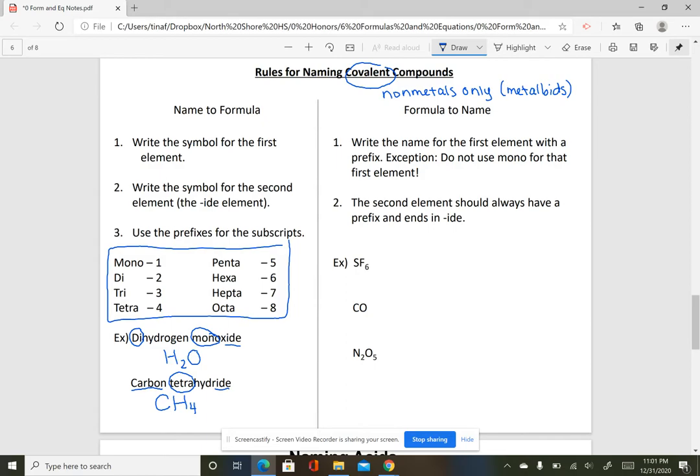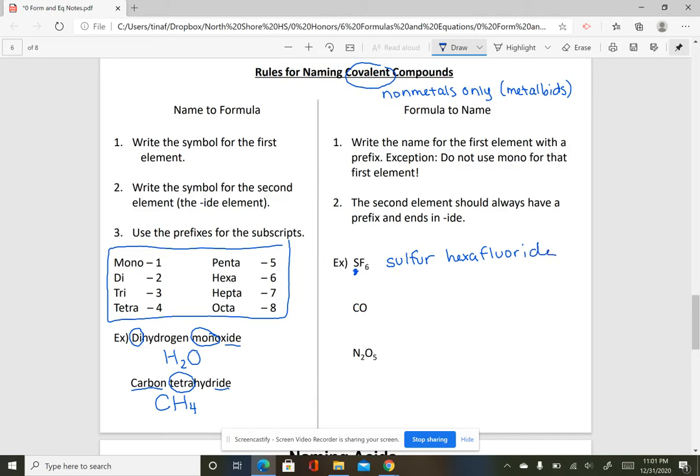Now for naming, so again, guys, you're just going to use prefixes, and the second thing has to end in IDE. But you have to be careful because if the first thing is just one, like how there's just one sulfur here, we're not going to say monosulfur. We're just going to say sulfur, and the fact that there's no prefix means there's one. 6 fluorines, so 6 is hexa, and I'm going to make fluorine end in IDE. So sulfur hexafluoride.